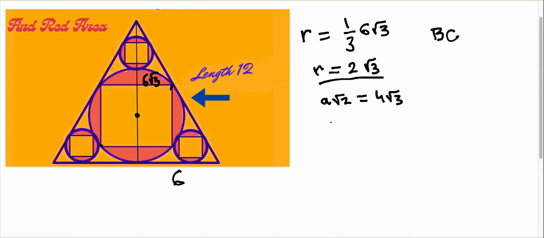When we simplify, one side of the square is going to be equal to 2 times square root of 6. So this is one side of the big square.